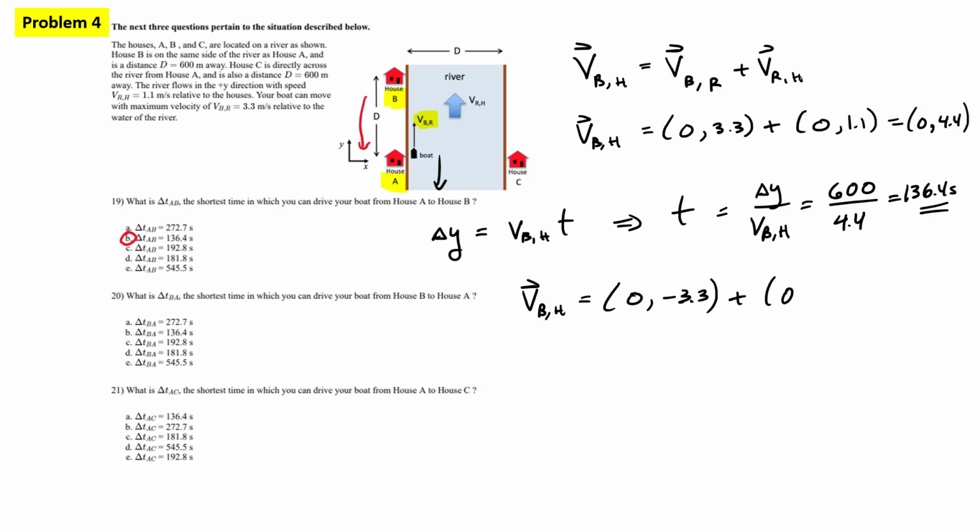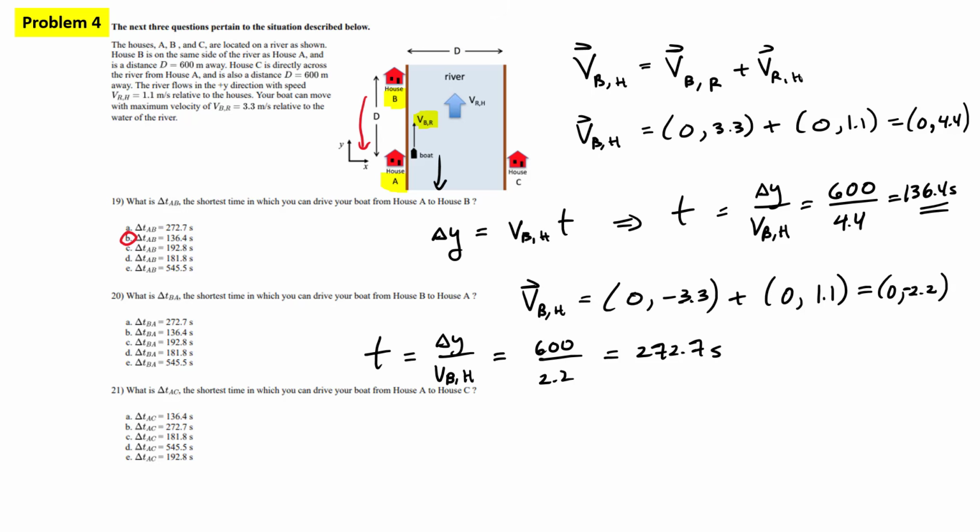Now the river hasn't changed. This is still 1.1 in the y direction. So at the end, my speed ends up being, well, has a magnitude of 2.2 meters per second going down. That's the fastest you can actually move. The distance hasn't changed, so my time is still going to be my y displacement divided by the speed, which is just the magnitude of that vector. So here we're going to get 600, and here we're going to get 2.2 as the magnitude. So that there corresponds to a time of 272.7 seconds. All right, so for this one, A is the best choice.